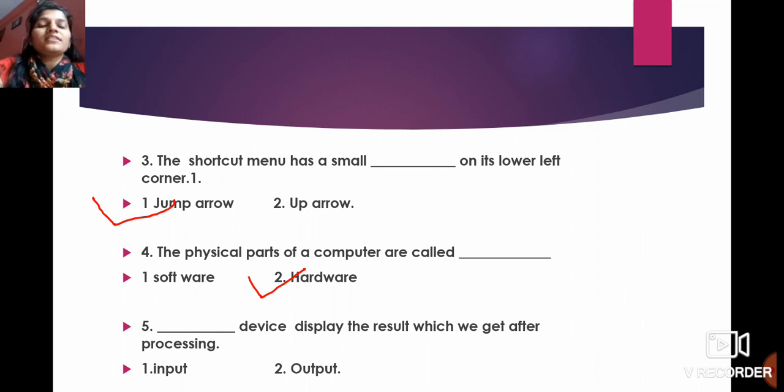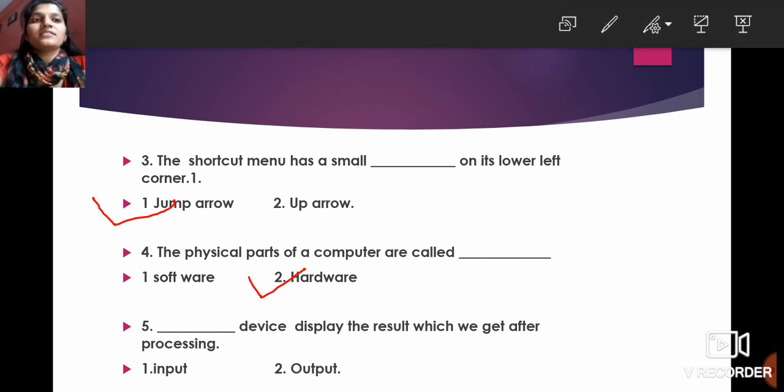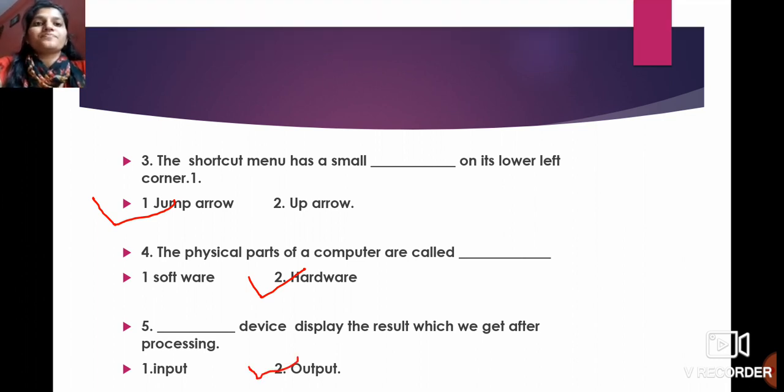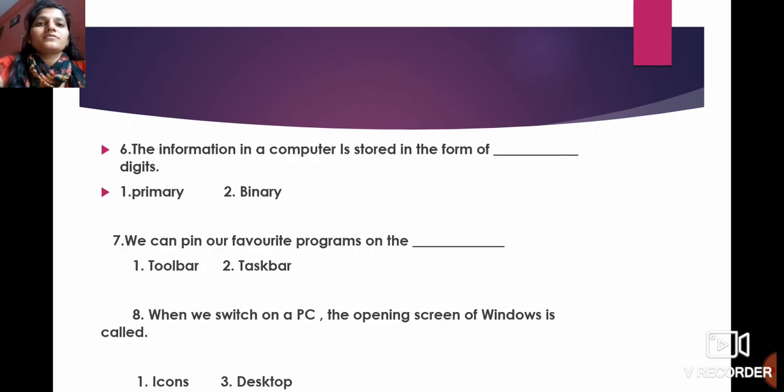Dash device displays the result which we get after processing. Options are input or output. Guess the answer students. Which device displays the result? Yes, the answer is output. As we all know, an output device displays the result which we get after processing. If you remember, we have seen the mango juice example during the lesson to see input, processing and output, basic functions of a computer. Next question.